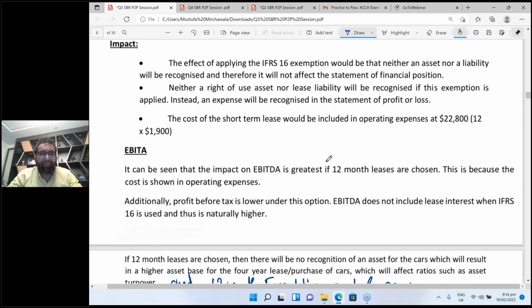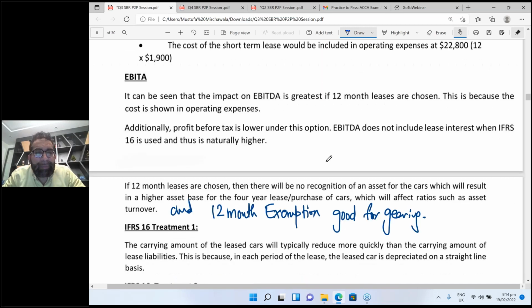Now it can be seen that the impact on EBITDA is greatest if 12 months lease is the third option. In the third option, we just saw the lowest EBITDA, because the major expenses were booked before EBITDA. This is because the cost is shown in operating expenses. You booked everything in operating expenses. Additionally, profit before tax is also lower under this option.